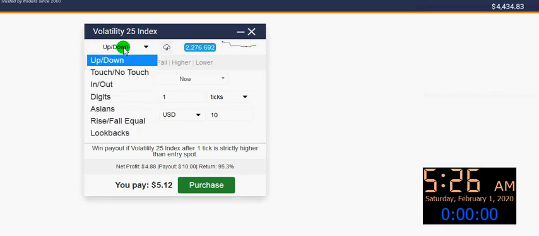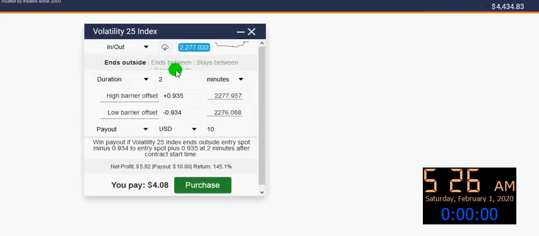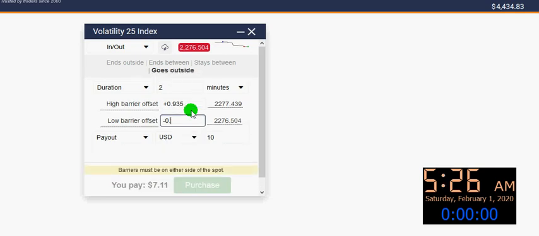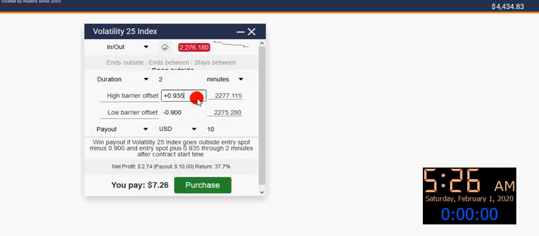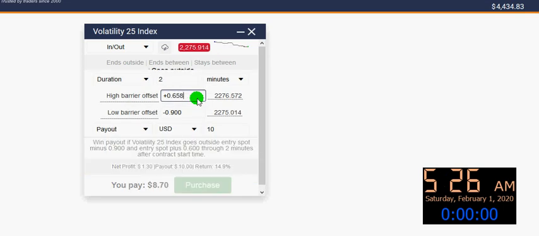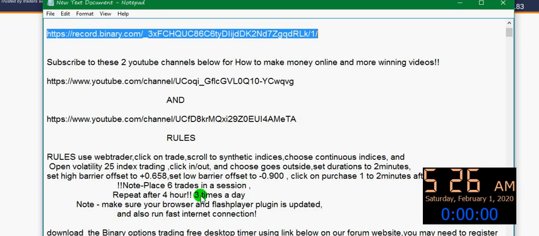Here we're going to go to in and out. Then we'll click on goes outside right here. Then our duration remains 2 minutes. So here we'll set this one to minus 0.900, then this one will be plus 0.658. It's stated here. If you go here, you see everything. You can see 0.658. Then the low barrier offset will be.